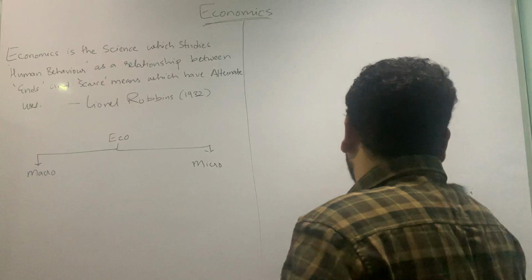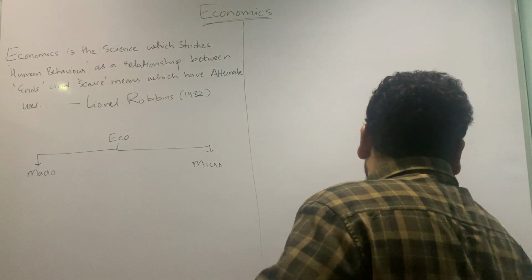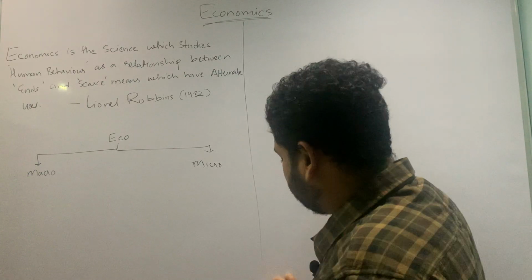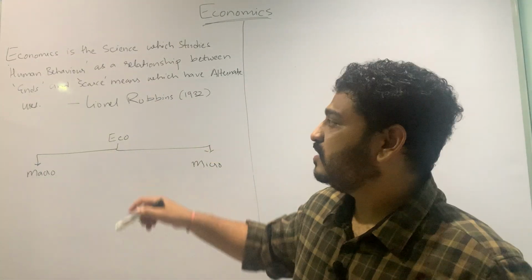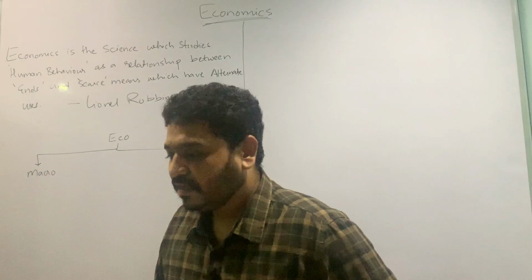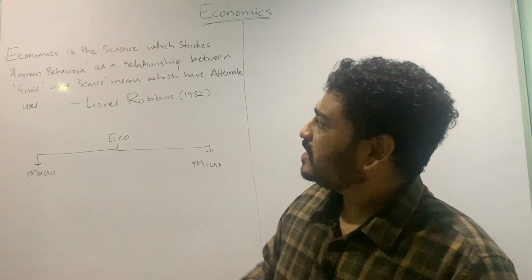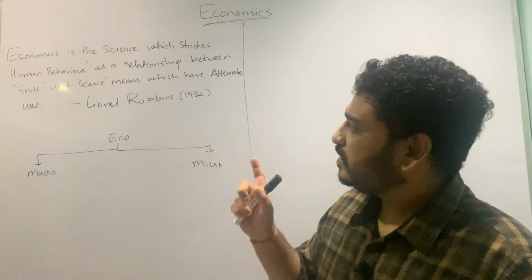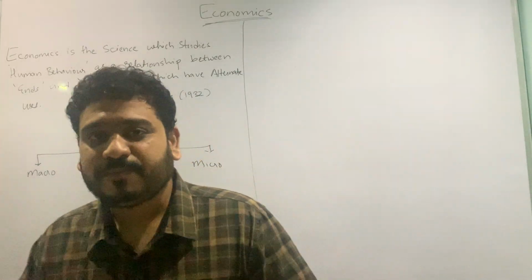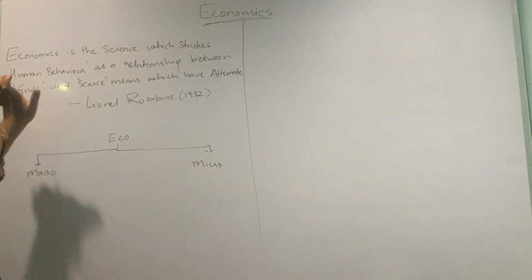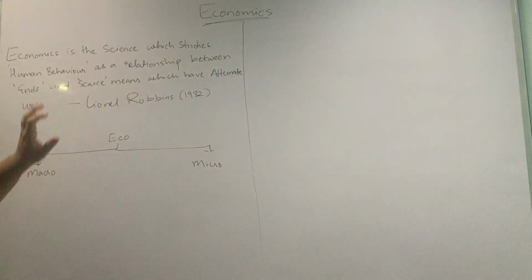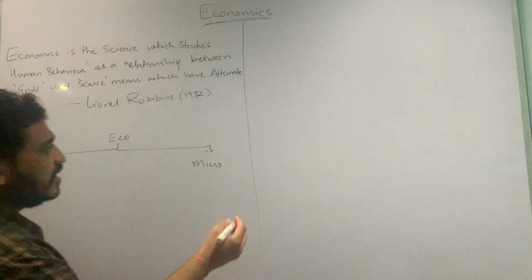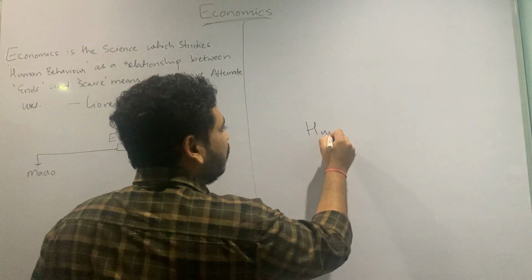This has been taught by many professors across the nation with the help of different definitions. So today I have a definition given by Lionel Robbins in 1932. It says that economics is a science which studies human behavior as a relationship between ends and scarce means which have alternative uses. Now I hope there are three important words which we have to focus on here.